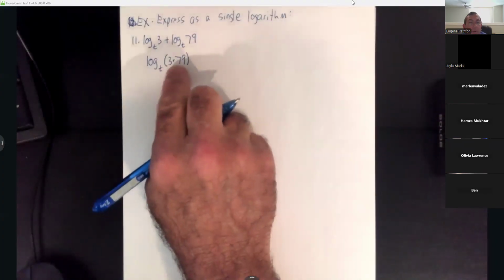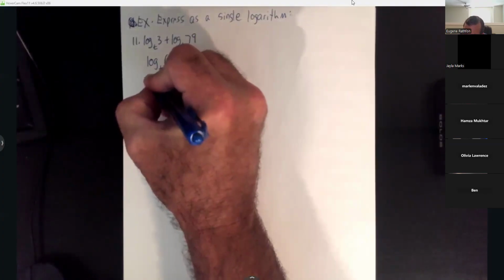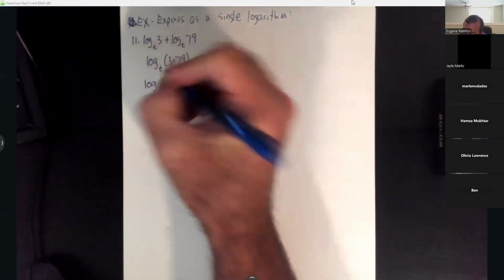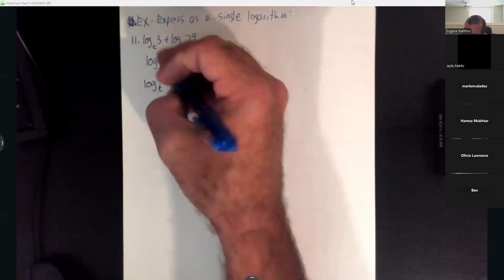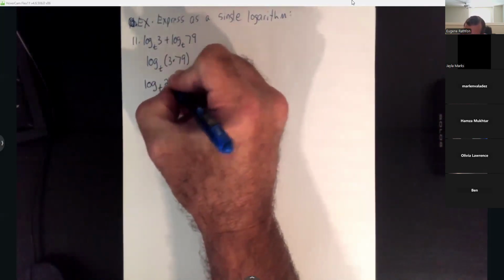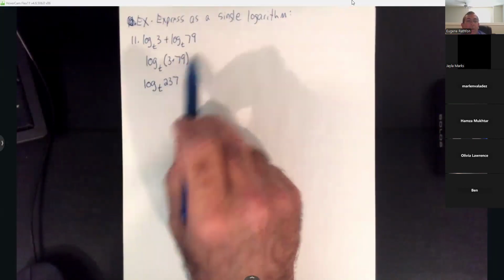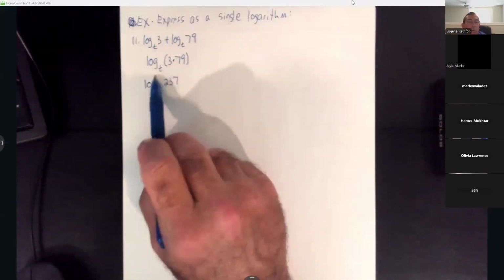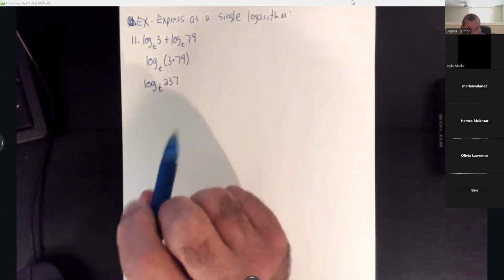All right, y'all. So all we got to do now is multiply that 3 times 79 and see what we get. So I'm going to end up with a log base t. Let's see. 3 times 79 ended up being 237. So when you're rewriting it as a single log, they sort of want me to multiply them out if I got numbers, okay?